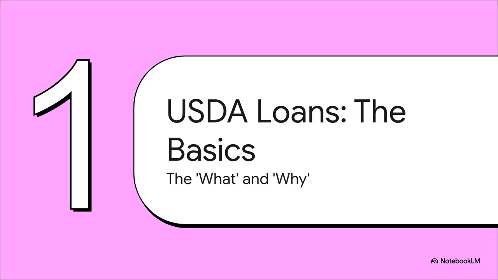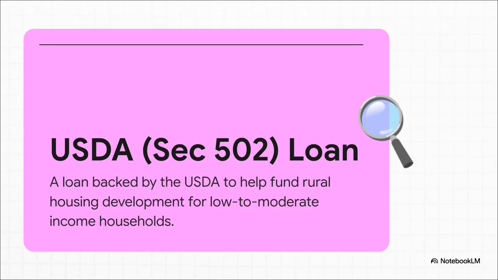Before we start throwing around percentages and rules, we really need to get the what and the why of this loan program. I mean, what is it and why does it even exist? At its absolute core, a USDA loan, and you'll see it on the exam as a Section 502 loan, is all about one thing: getting people into homes in rural areas. It's run by the Rural Housing Service, or RHS, and its whole mission is to help out low to moderate income families. Honestly, every single rule we're about to talk about today points right back to this one idea.